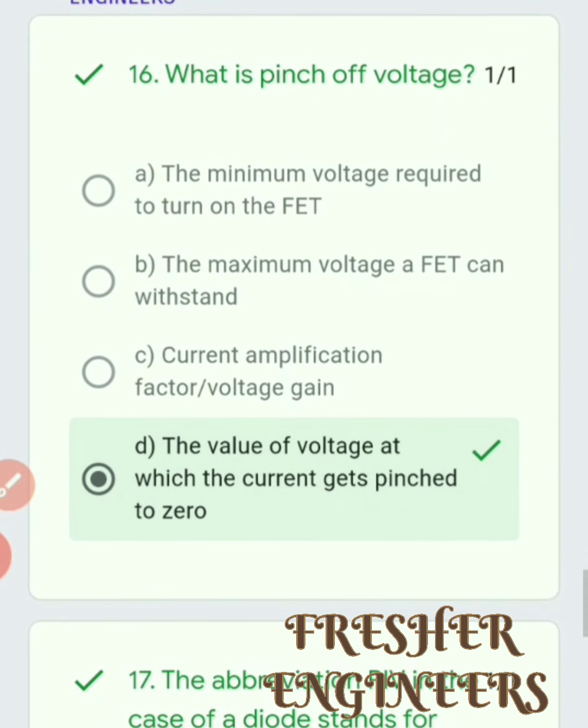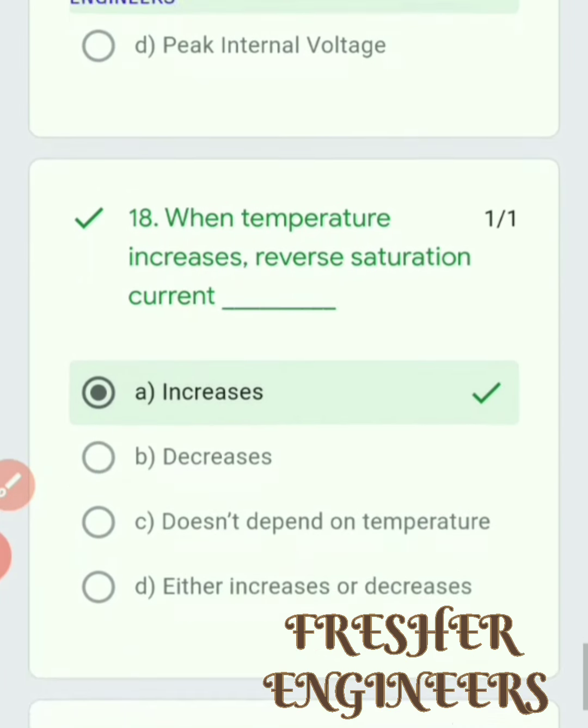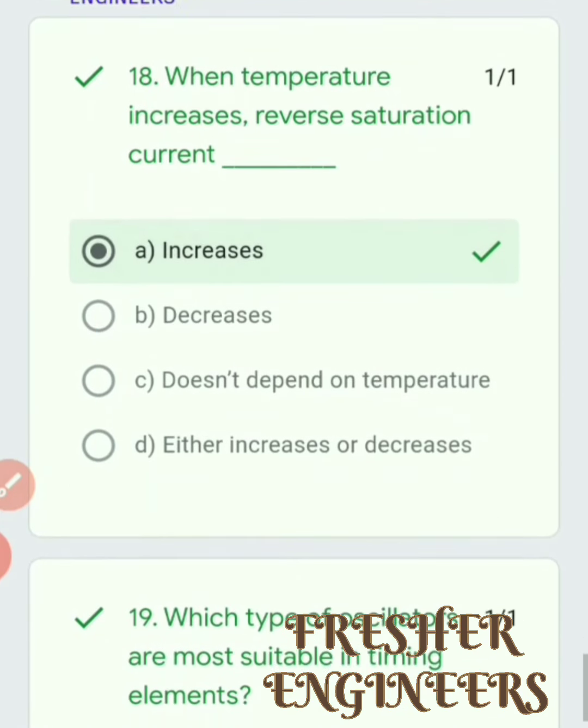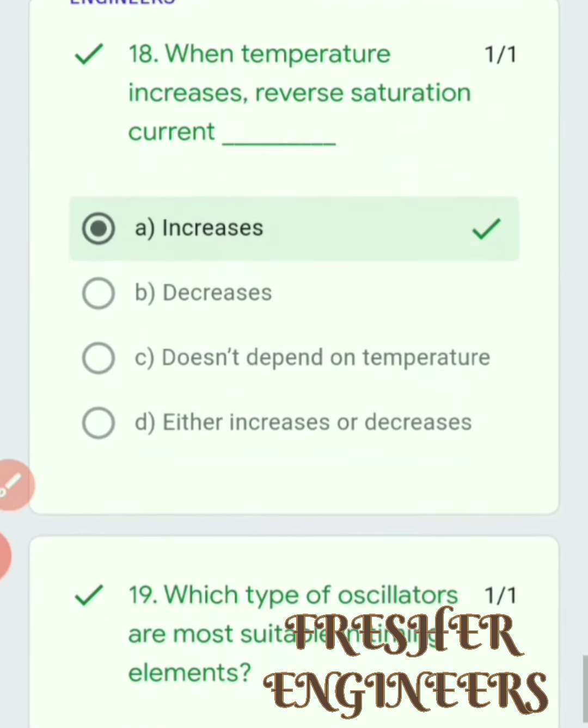When temperature increases, reverse saturation current increases. Hence, the correct option is A.